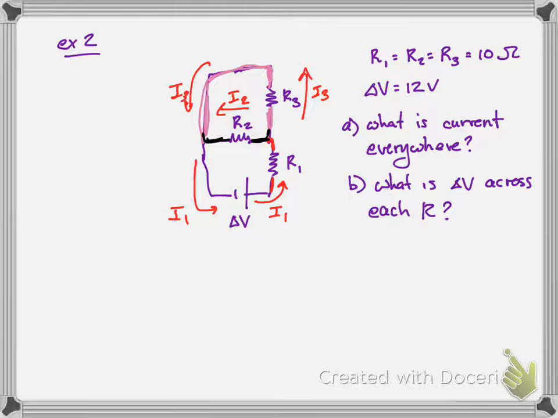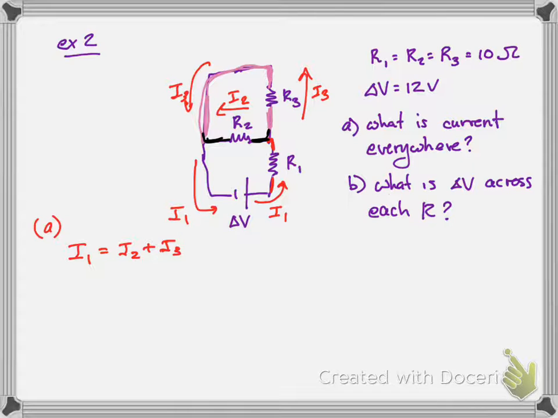Okay, whoops, this was I3. So from Kirchhoff's junction rule, I1 is equal to I2 plus I3, because at either of the junctions, on the right we've got I1 coming in and I2 and I3 going out. On the left, we've got I3 and I2 coming in and I1 going out. So we've got three unknowns, so we've got to have at least two more equations, and we're going to do the loop rule. So first we did the junction rule.